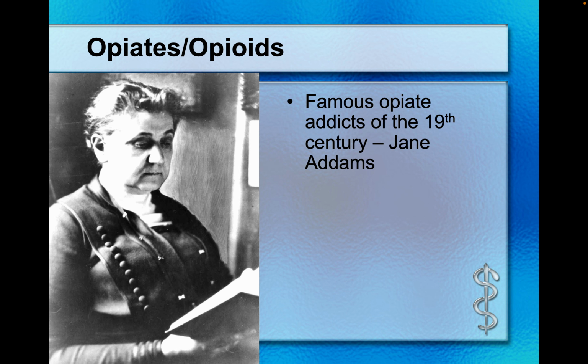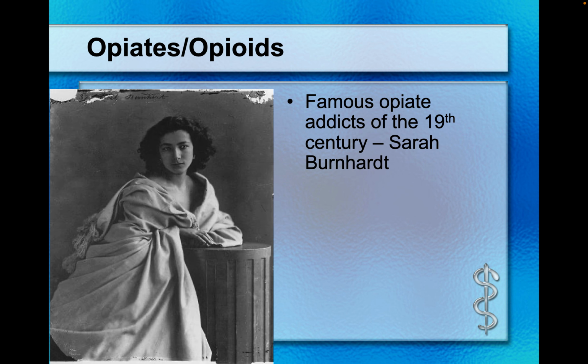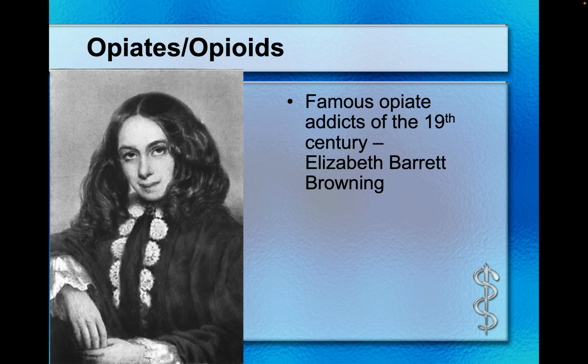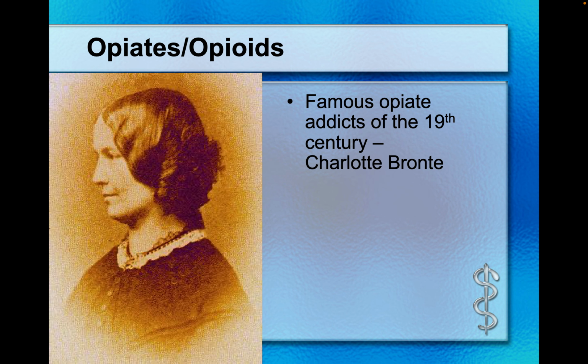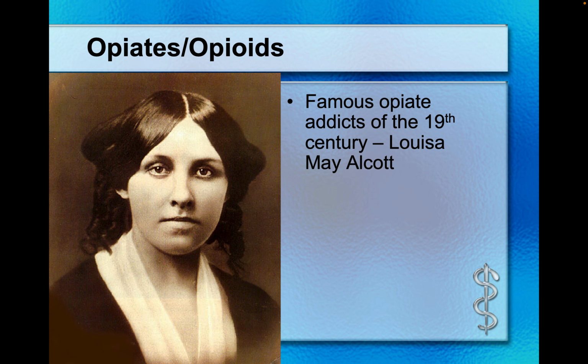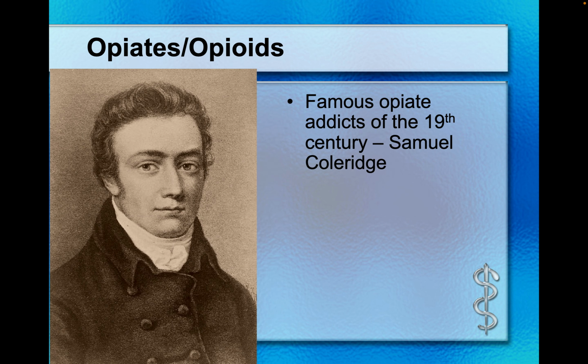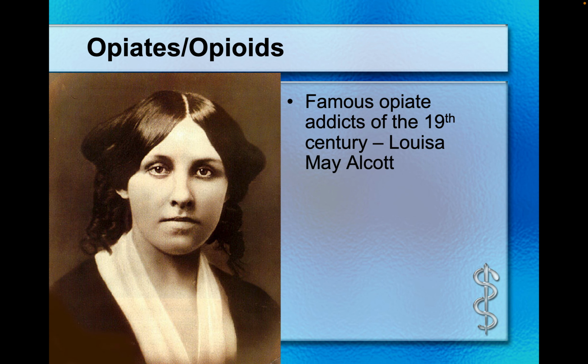Famous opium addicts of the 19th century: Jane Addams, one of the authors of Social Work. She was one of the first social workers. Famous opiate addicts: Sarah Bernhardt, an actress; Elizabeth Barrett Browning, who was an author; Charlotte Bronte, who was also an author; Louisa May Alcott, also an author; Samuel Coleridge, a poet. He's the one that wrote Rime of the Ancient Mariner. Louisa May Alcott, of course, wrote Little Women.